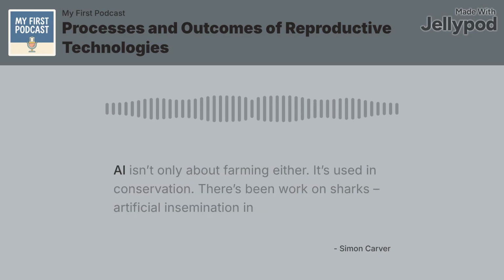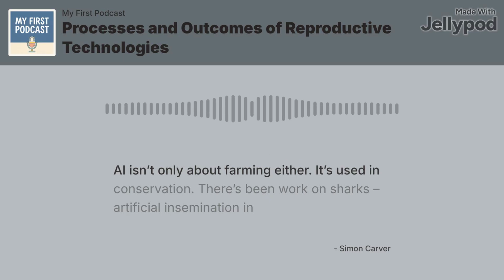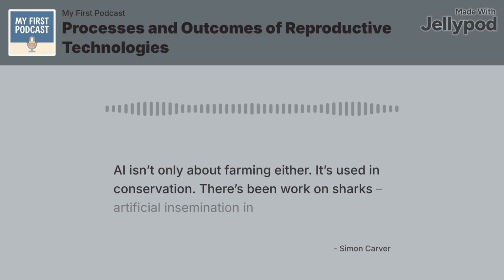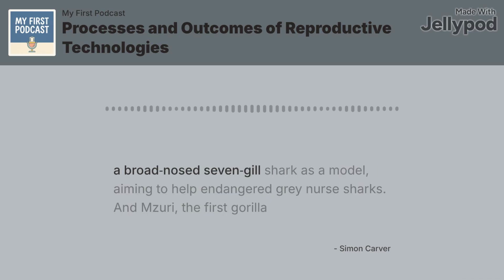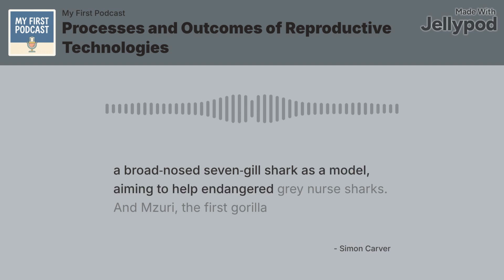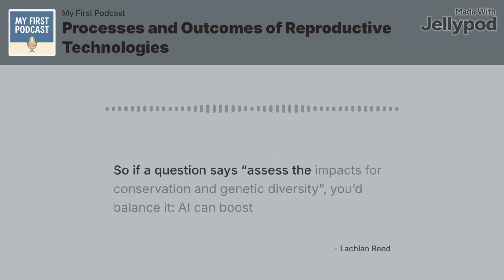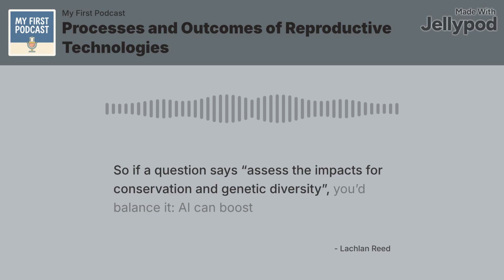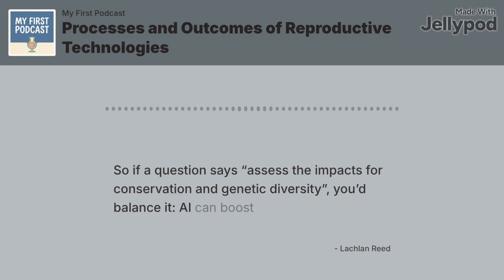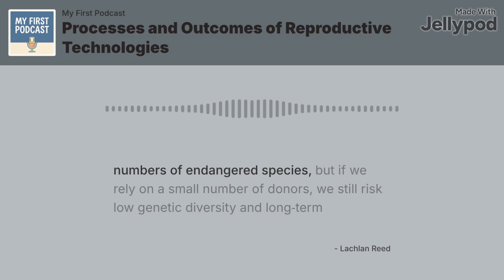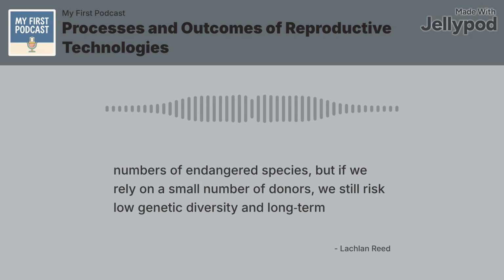AI isn't only about farming either. It's used in conservation. There's been work on sharks, artificial insemination in a broad-nosed 7-gill shark as a model, aiming to help endangered gray nurse sharks. And Missouri, the first gorilla born using AI, arrived at Melbourne Zoo back in 1984. So if a question says, assess the impacts for conservation and genetic diversity, you'd balance it. AI can boost numbers of endangered species, but if we rely on a small number of donors, we still risk low genetic diversity and long-term health problems.